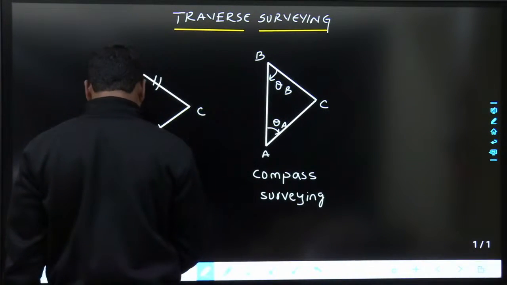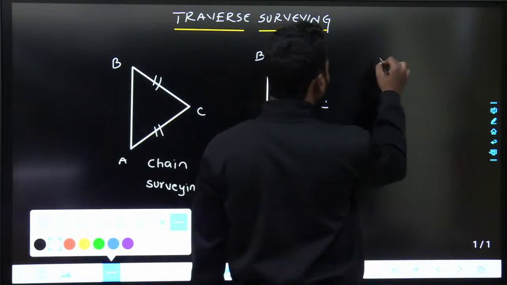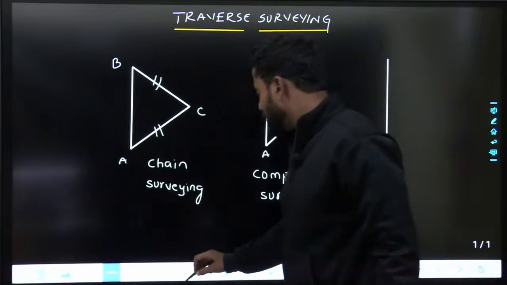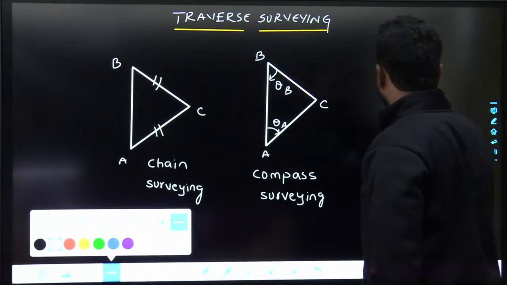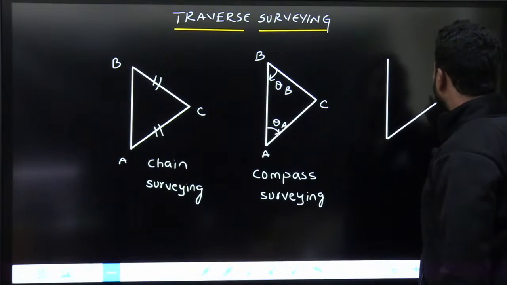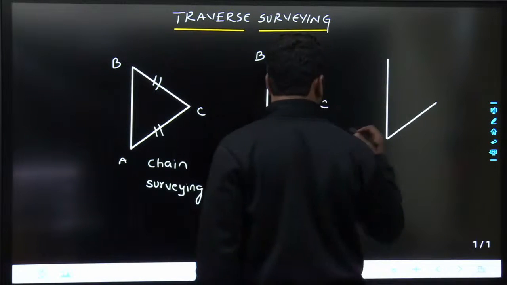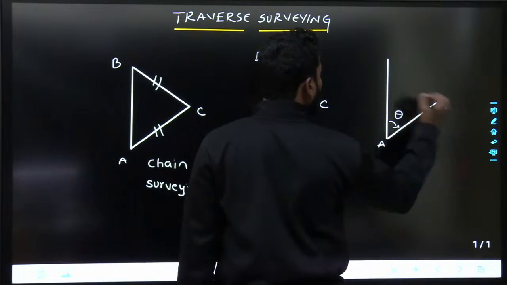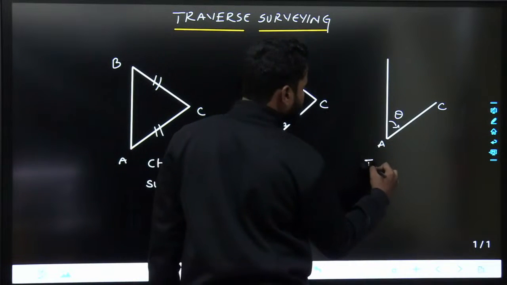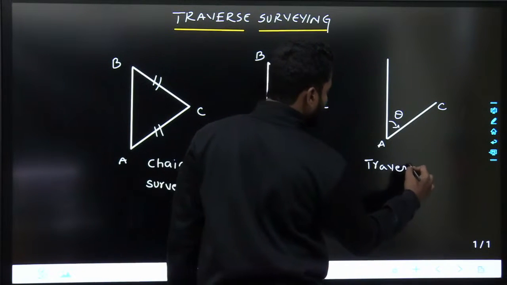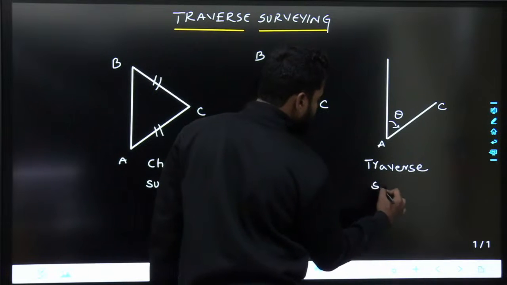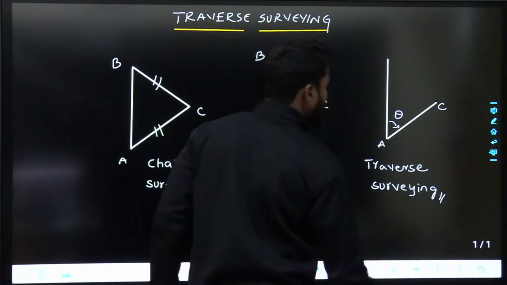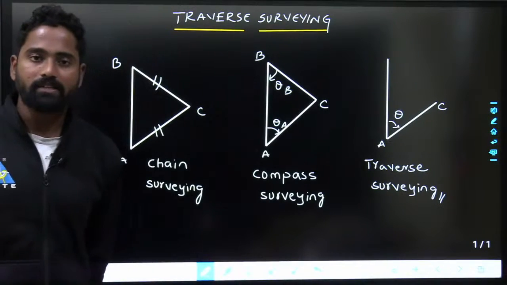The next one is traverse. What exactly is traverse? In traverse, I locate a point by measuring the length and then the angle, the bearing. By measuring the length and the bearing, I locate point C. This is called traverse surveying.